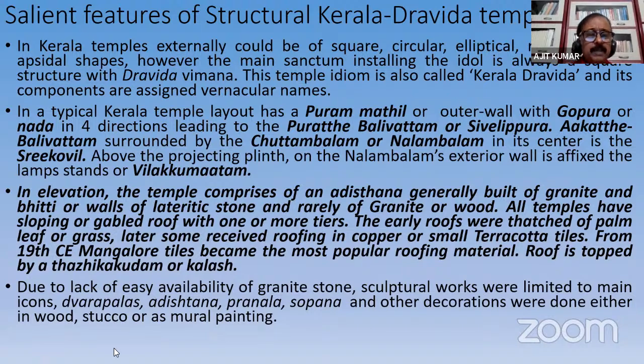In a typical Kerala temple, the layout is as follows: you have an outer prakara wall, which is known as Paramadil in the local parlance, and in the cardinal directions you have gopurams, or entrances through these outer walls, known as gopuram or nada. They are generally found in the cardinal directions or in at least two major directions. This gopuram or nada gives entrance into the Puruthe Balivattam, the exterior circumambulatory passage of the temple, which is enclosed within this outer wall.